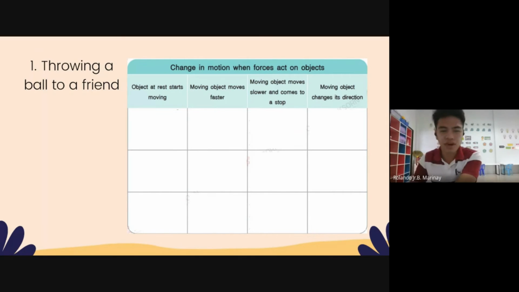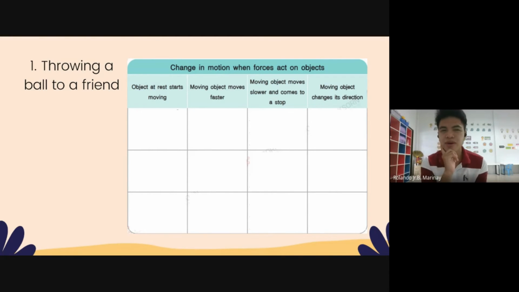Page 81. We're just going to find out what happened to an object. We're going to identify the change in motion when forces act on the following objects or activities. I want you to open your book to page 81. Are you ready, kids?